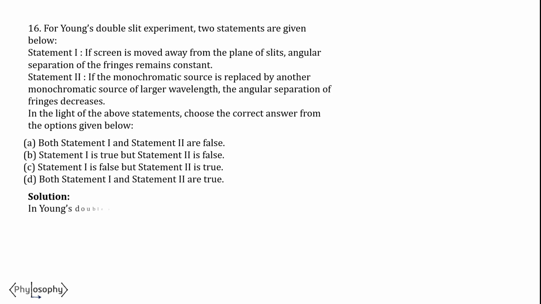Now in Young's double slit experiment, the angular separation is given by theta equals lambda over small d. Here lambda is the wavelength of the light and d is the separation between the slits. Therefore, angular separation is independent of the distance between the screen and the plane of the slit. So, angular separation will not change if the screen is moved away from the plane of slits. So, statement 1 is correct.